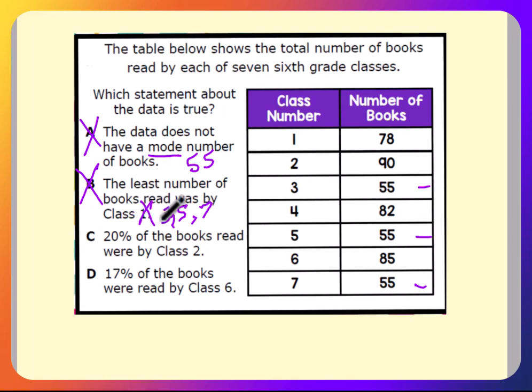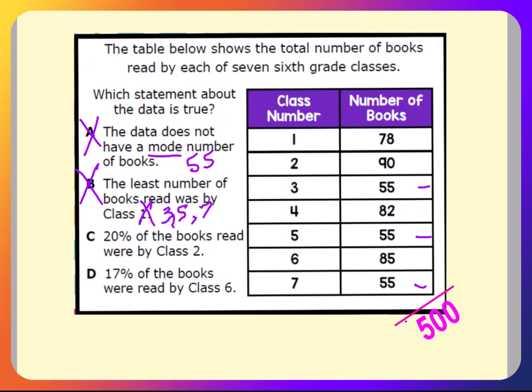Okay, 20% of the books read were by class 2. All right, so now we're getting into percents. Again, we need to write class 2, how many books they read, in fraction form. So we're going to have to figure out the total number of books read, which means we get to add all of these numbers together. So if we do that, we actually get 500. A total of 500 books were read.